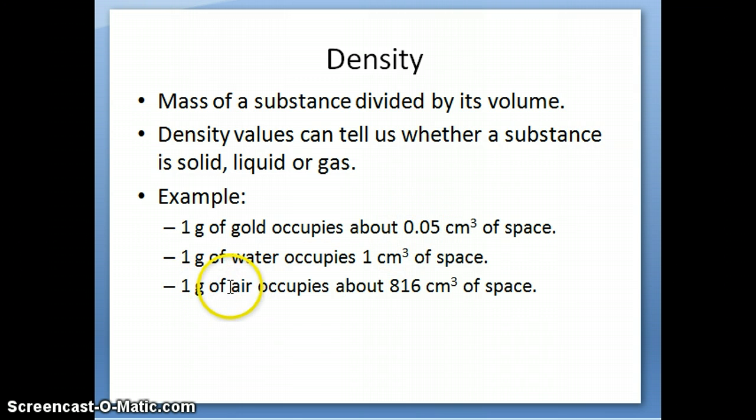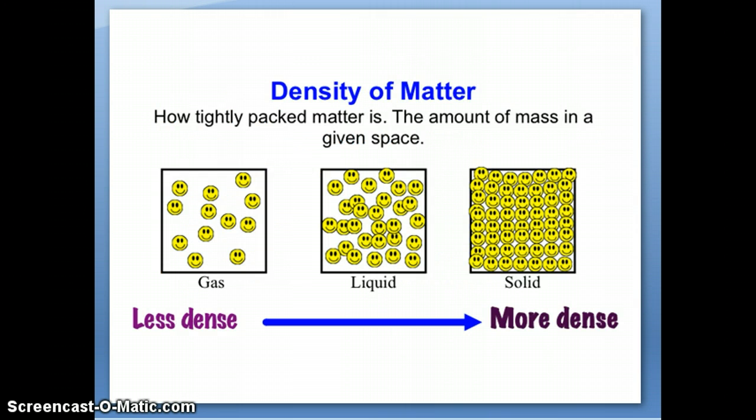If you have 1 gram of air, it will occupy about 816 cubic centimeters of space. In other words, the air will occupy about 800 times the amount of space that the water occupies. You can immediately have some feel of what these different substances are. The air, which is a gas, basically has very few particles in a given amount of volume.